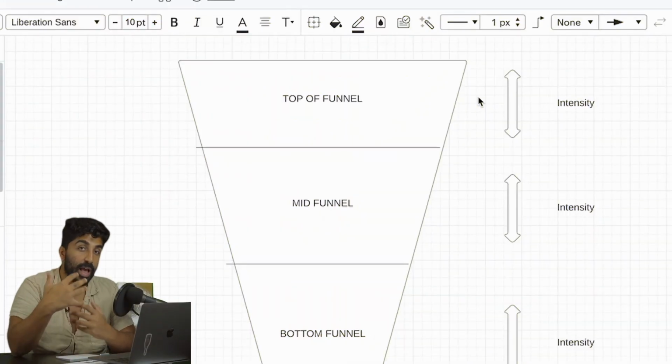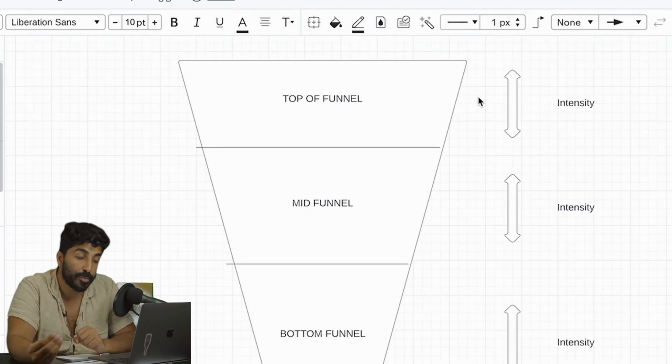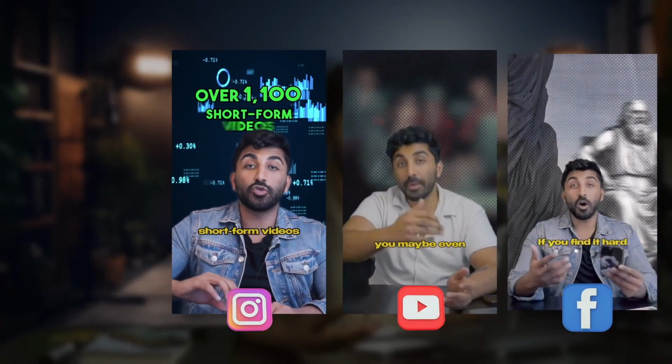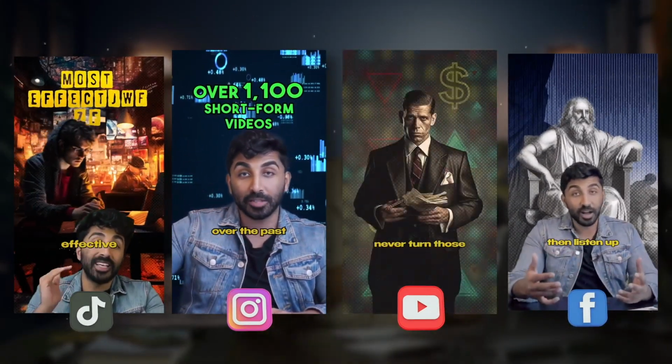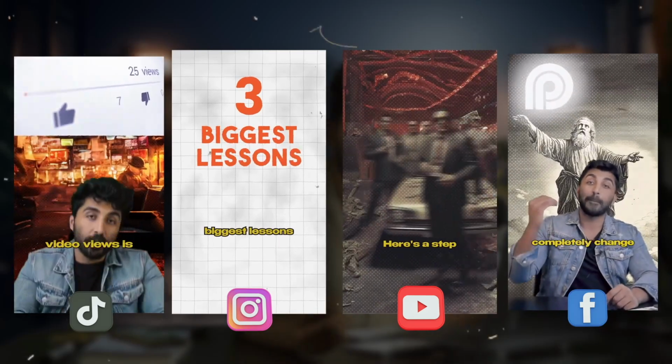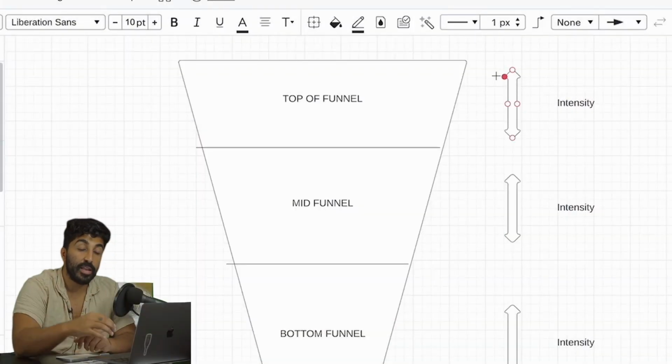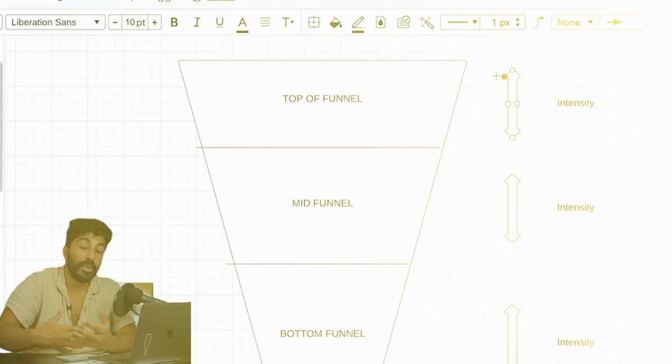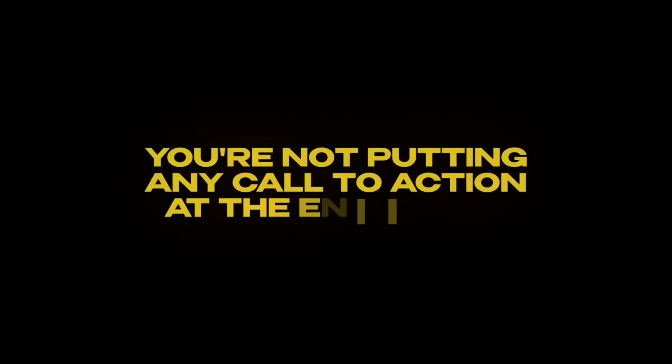Each part of this funnel has intensity. And the best way to explain this is if you take short form video, for example, we're talking Instagram Reels, YouTube Shorts, Facebook Reels, TikTok, short form vertical video. If you take this as an example, at the least intense side, in the context of short form video, means you're just creating a video to give someone value. You're not putting any call to action at the end at all. You're not telling someone to follow or like your stuff or even telling them to click the link in the bio. You're just simply giving somebody value and coming on somebody's radar.